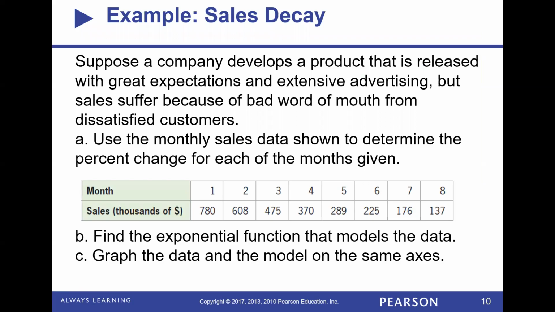Okay. So suppose we've got a company and they develop some product that is released with great expectations and extensive advertising. However, sales suffer because of bad word of mouth from very dissatisfied customers. So below you can see in the table the monthly sales data shown, and the percent change for each month is what we're going to start by finding.